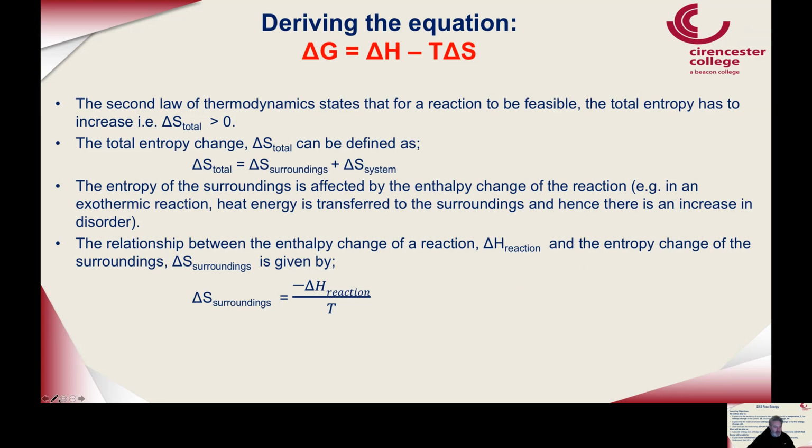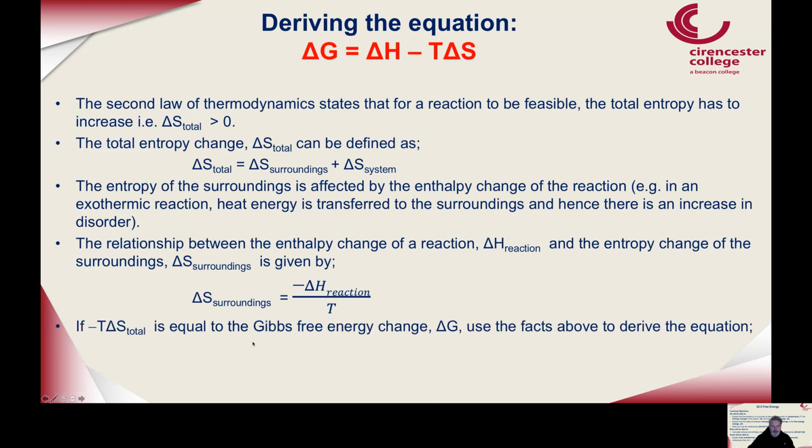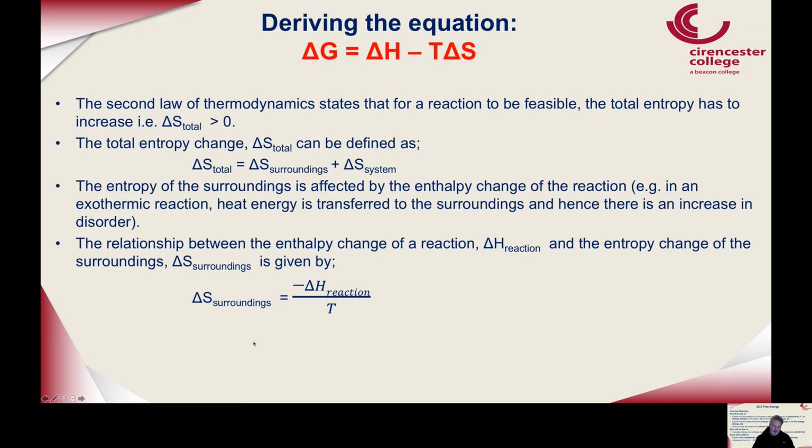So we just want to go back to mathematics. Minus delta H means that if we're exothermic, we're going to get a positive delta S. Now, why does the temperature affect it, and why does the temperature reduce the surroundings?